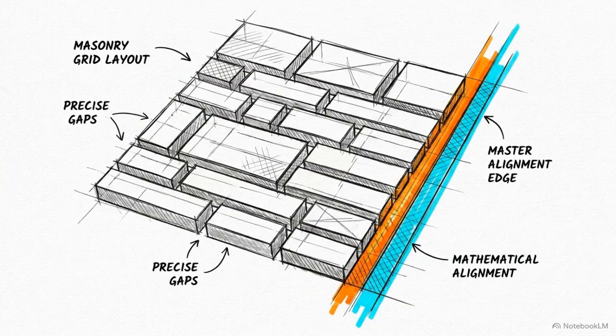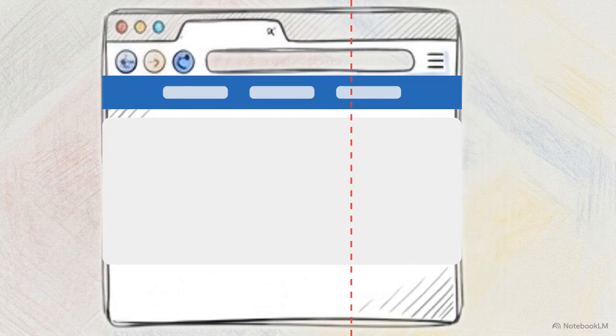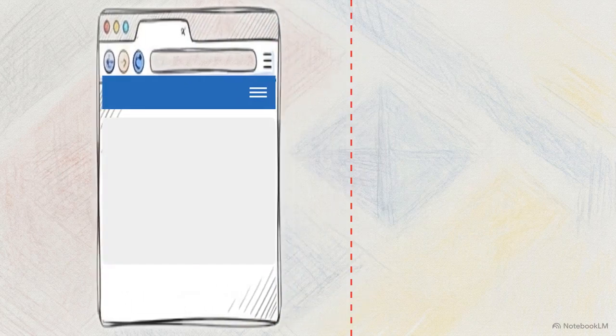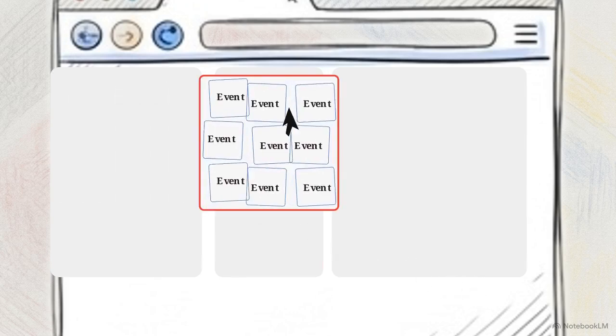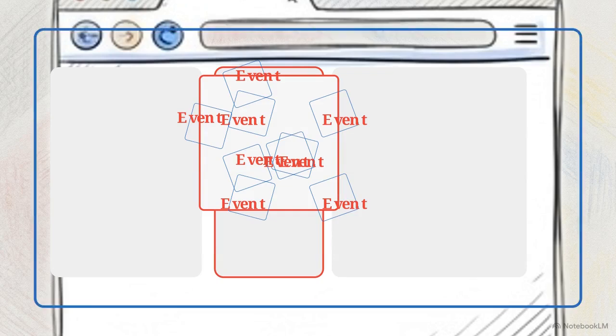Setting border box at the start of a project ensures your layout math remains predictable as you build more complex designs. For a layout to work across different screen sizes, it must be responsive. For years, developers used media queries to check the width of the entire browser window and change the layout based on whether that window was desktop or mobile-sized. But in modern dashboards, an element might have plenty of room in a sidebar while being cramped in a main content area, regardless of how wide the browser window is.